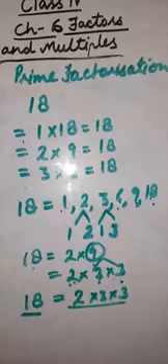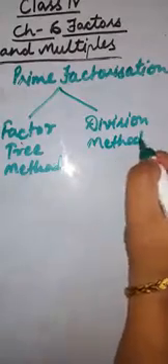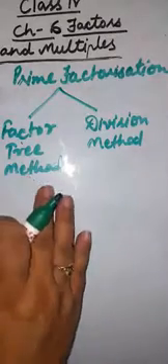Okay, now prime factorization of a number can be solved in 2 methods. One is factor tree method and one is division method. Right children? So prime factorization can be done by 2 methods. One is factor tree method and another one is division method. Right children? So let's take first, that is factor tree method.